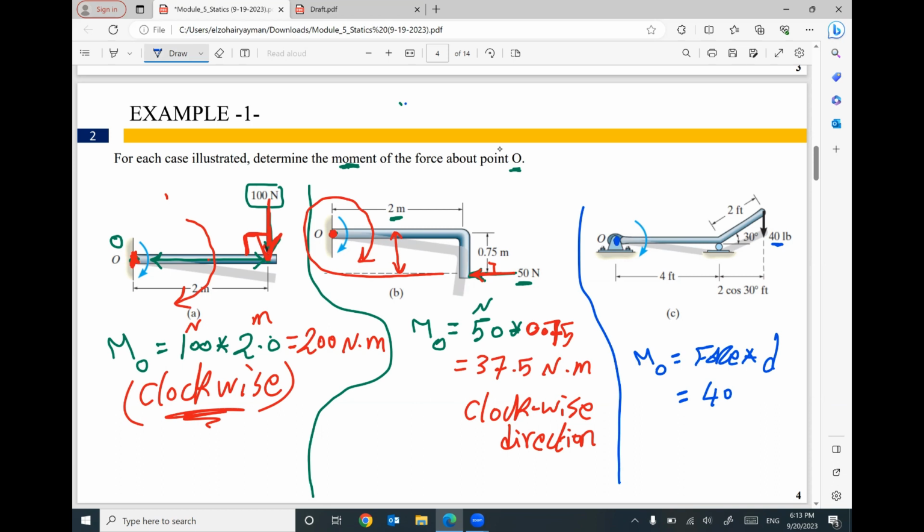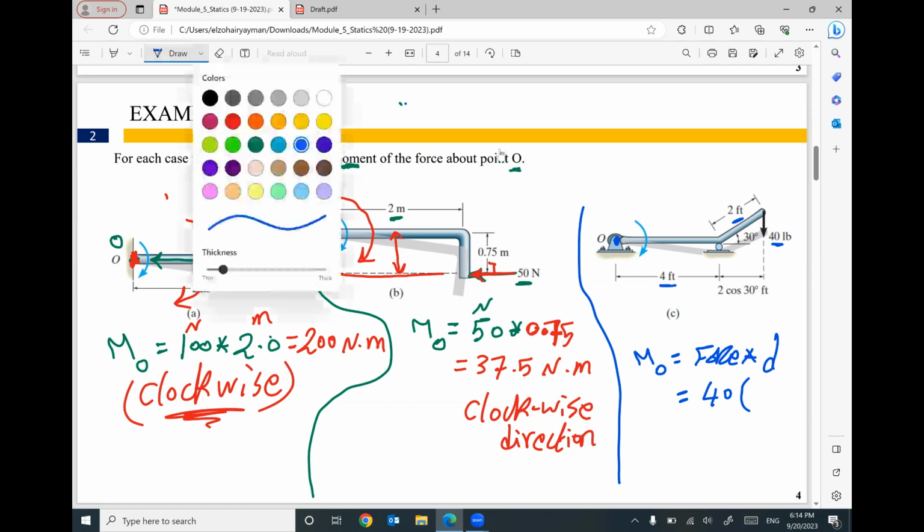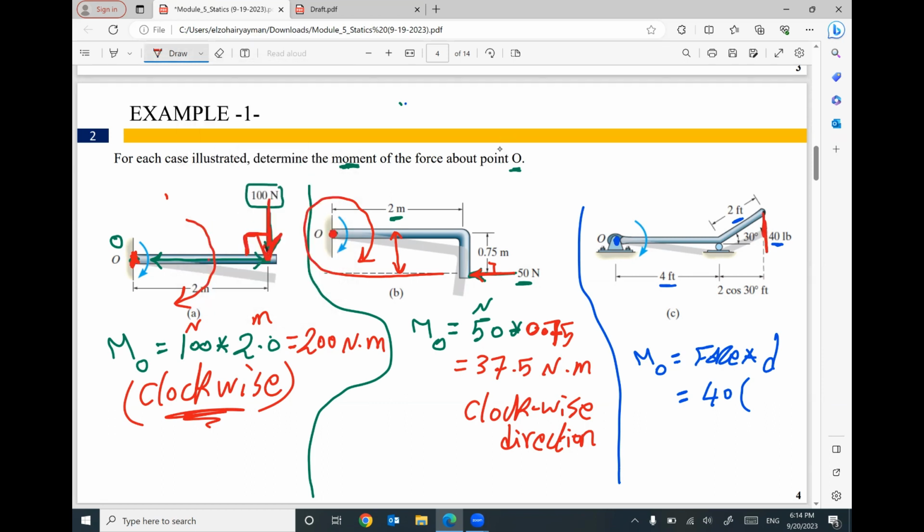What is the distance? Is it 2 feet? Is it 4 feet? Is it 6 feet? Or what? The distance between your force, keep in your mind, your force is in a vertical direction, like this. So your distance must be horizontal, like this, to be able to multiply both of them to create your moment. So I think your distance will be 4 feet plus the horizontal distance here, which is 2 cosine 30.